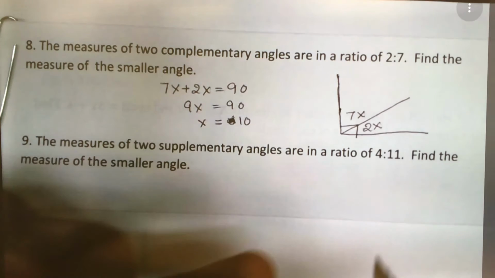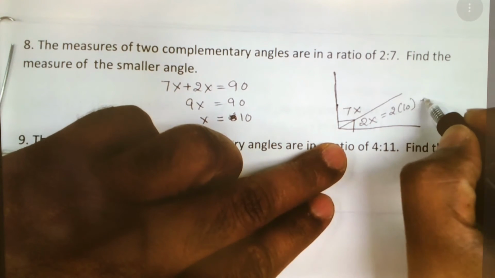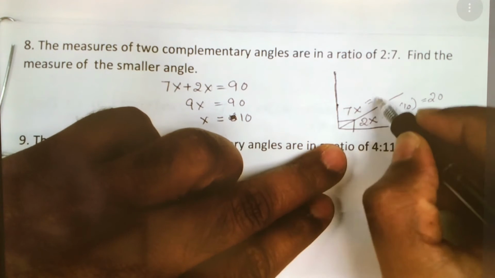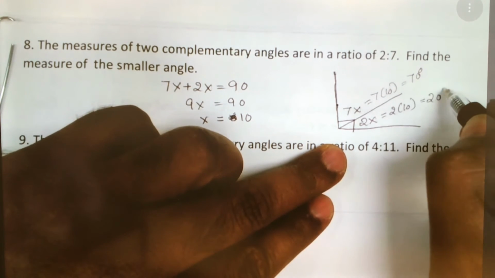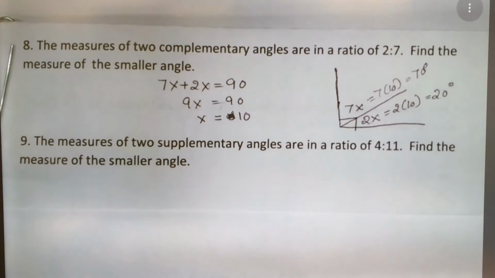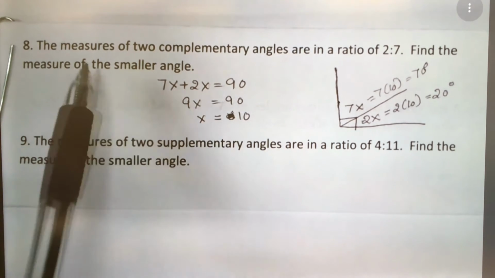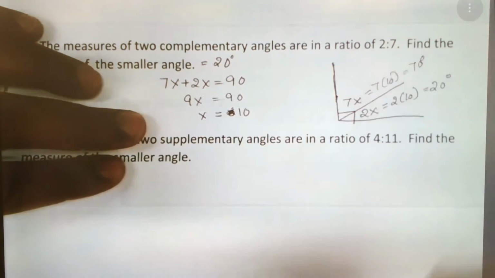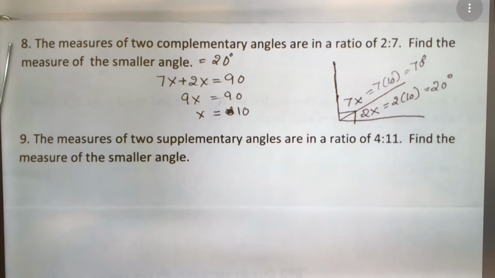So one of the angles is 2 times x, where the x value is 10. So 2 times 10 is 20. And the second one is 7 times 10, that becomes 70 degrees. So one angle is 70 degrees and the other angle is 20 degrees. The question is asking to find the measure of the smallest angle. So the measure of the smallest angle is 20 degrees. There are 2 angles, one is 70 and one is 20, and the smallest one is 20.